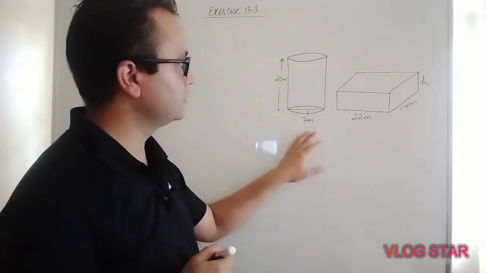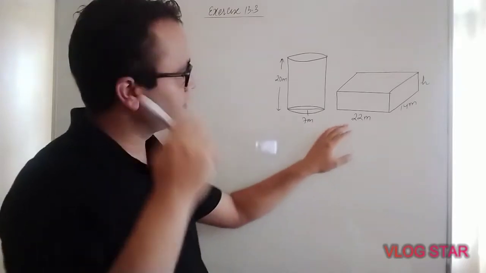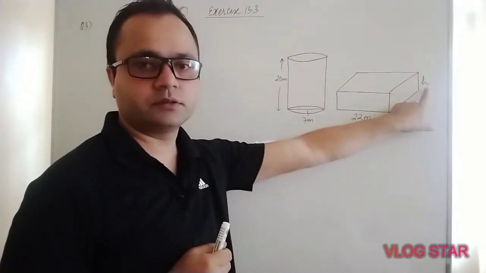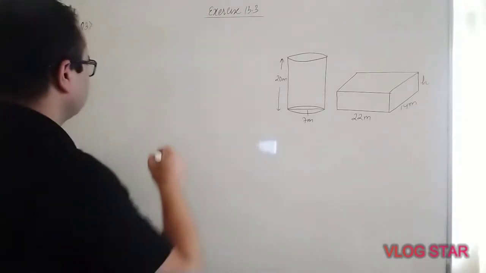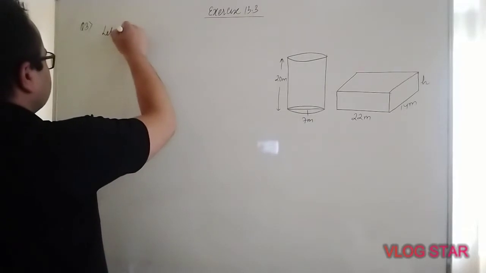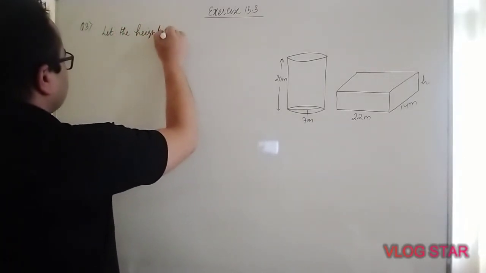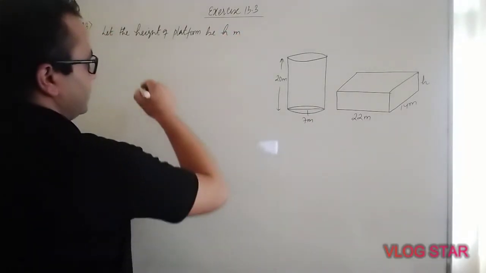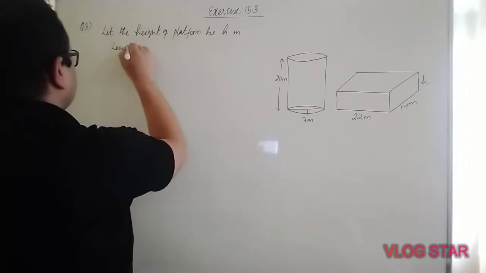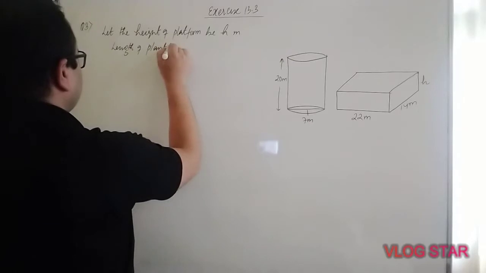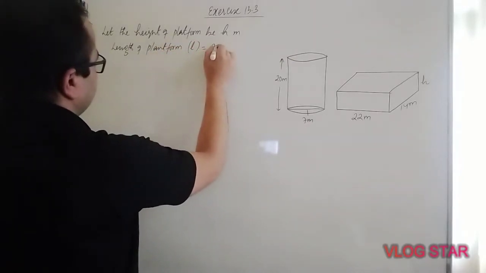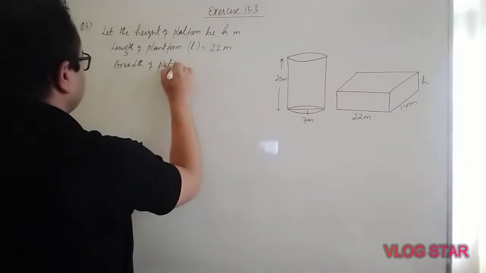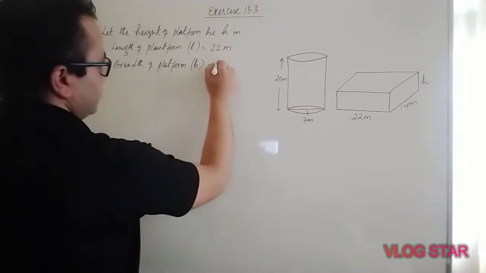Then the digging out material is used for making the platform of dimensions 22 meter, 14 meter and some height. So what will be the height? First, let the height of the platform be h meter. Length of platform L equals 22 meter. Breadth of platform B equals 14 meter.